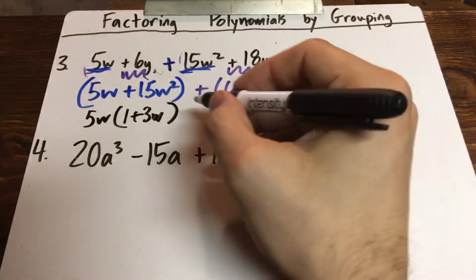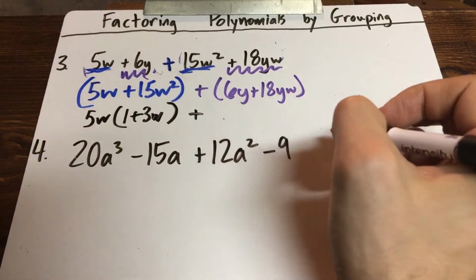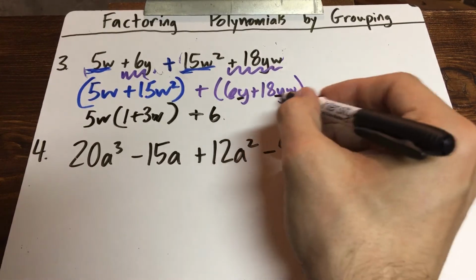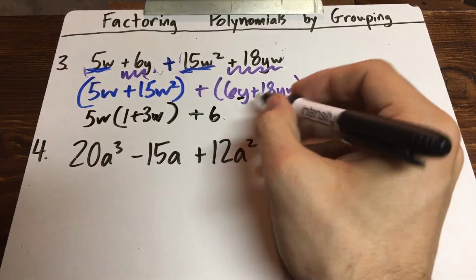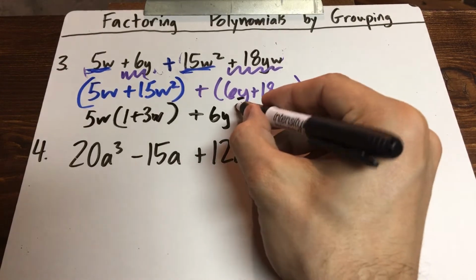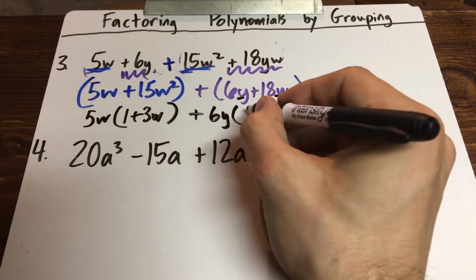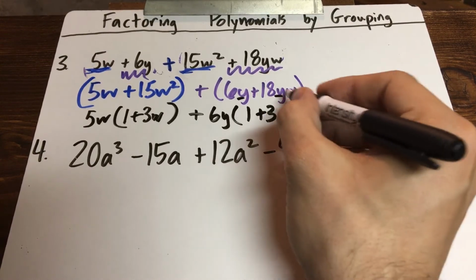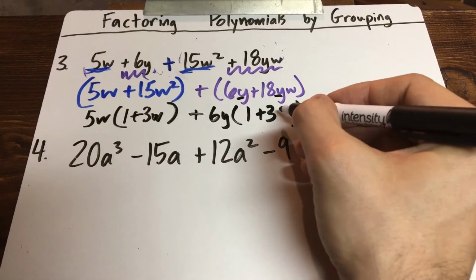In my purple parentheses, these, they both could be divided by 6. And they both have a letter y, so I can take away a letter y and divide them by 6. If I divide them by 6 and take away a y, 6y divided by 6y is 1. And then 18 divided by 6 is 3. If I take away the y, I just have the w left.